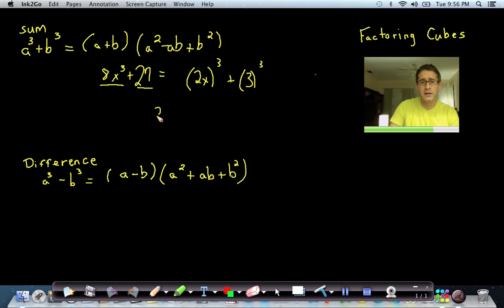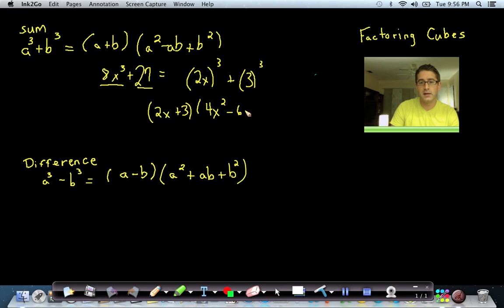The a is 2x, and the b is 3. So I put those in parentheses because it follows that pattern. I'm not thinking, I'm just following the pattern. And the second one is going to be 4x squared, because that's a squared. A is 2x, so squaring that would be 4x squared. Then minus a times b, which would be 6x, because 2x times 3 would be 6x.